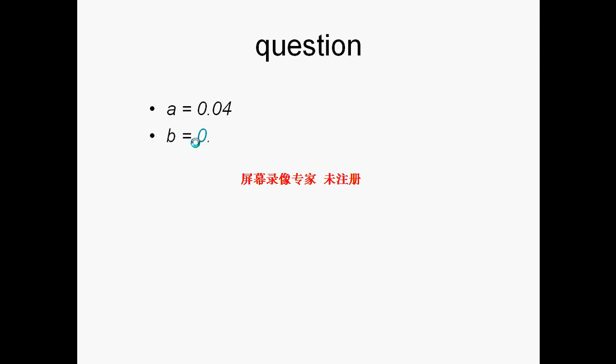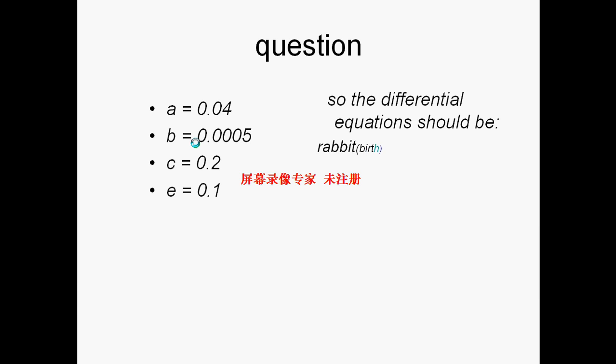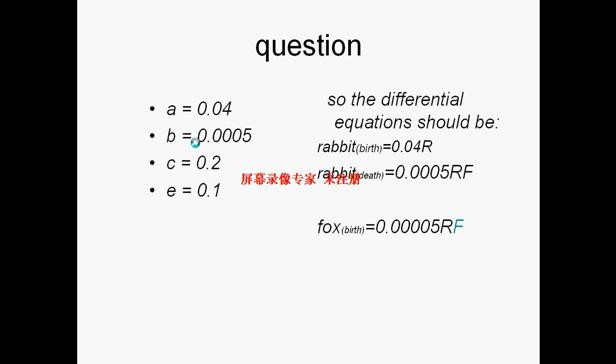The four parameters are given above. So the differential equation should be: the birth rate of rabbits is equal to 0.04 r, and the death rate of rabbits must be 0.0005 r times f. The birth rate of foxes must be 0.00005 times r f, and the death rate of foxes must be 0.2 f.